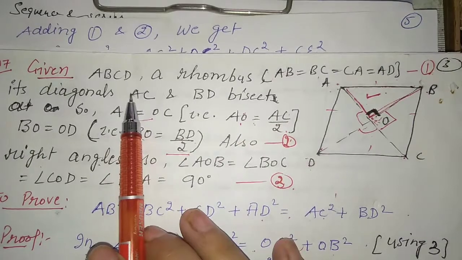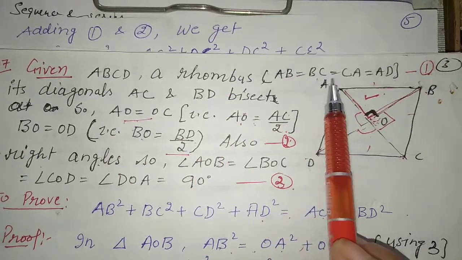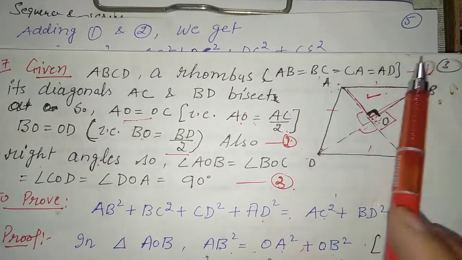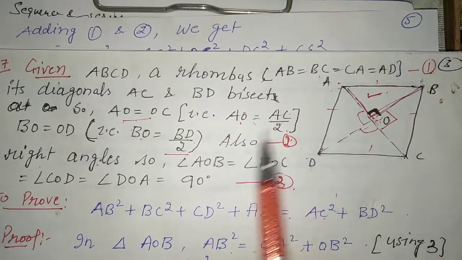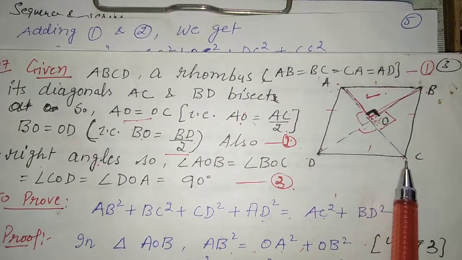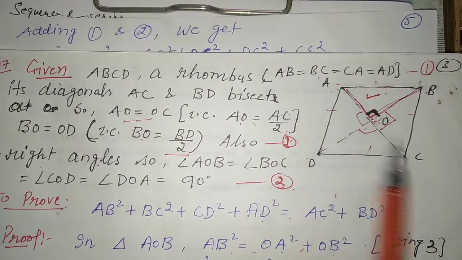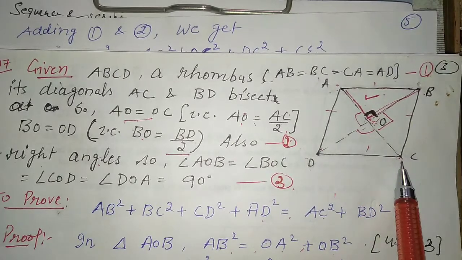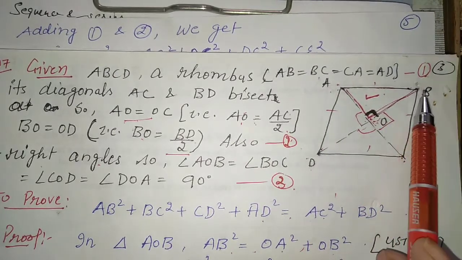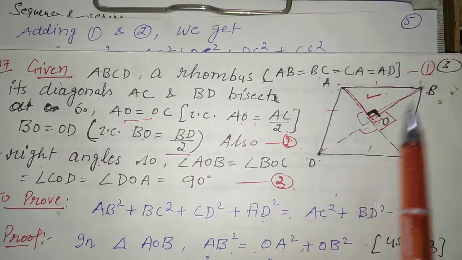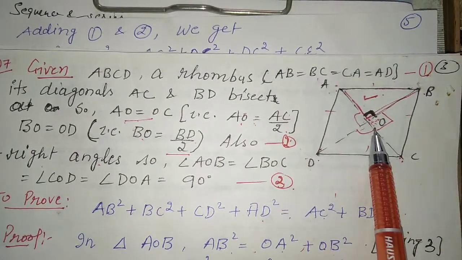Now it is given ABCD is a rhombus. This is ABCD, a rhombus. Its diagonals AC and BD bisect each other, so AO is equal to OC, or we can write AO is equal to half of AC. Similarly, OB is equal to OD, or we can write OB is equal to half of BD.